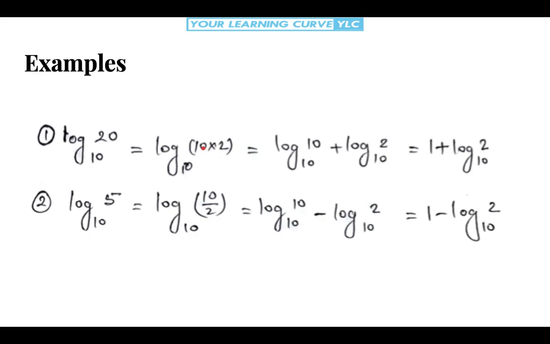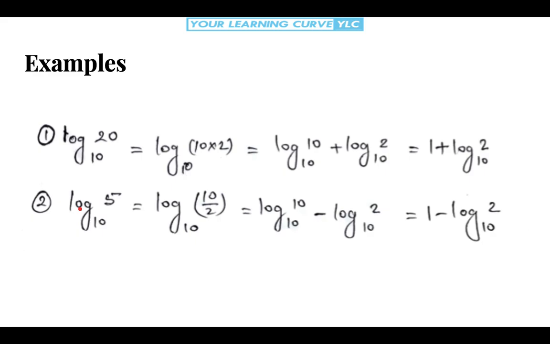Why are we doing this? Because we know that 10 to the base 10 is 1, and when log is taken, multiplication of two numbers gets converted into addition. So log of 10 into 2 to the base 10 is log 10 to the base 10 plus log 2 to the base 10. This is 1, therefore 1 plus log 2 to the base 10. These two both are equivalent.